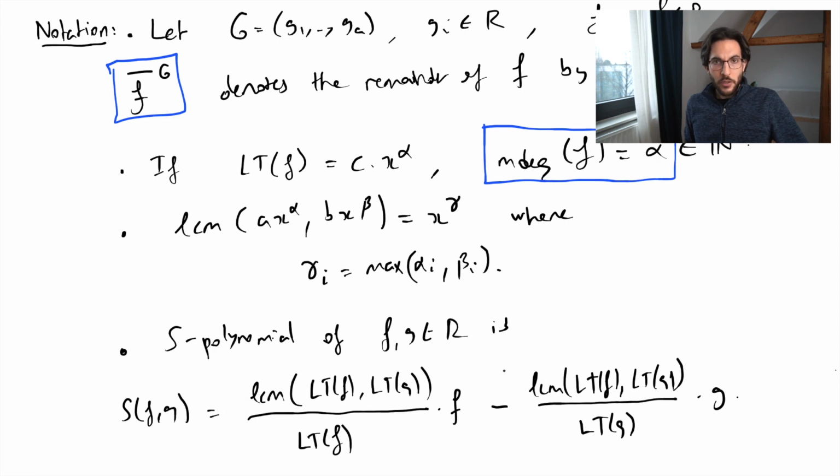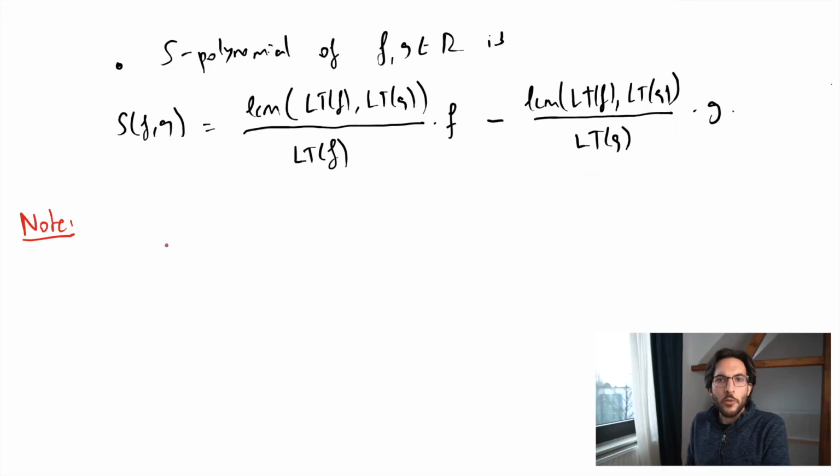It's worth noting here that the least common multiple is of course divisible by the leading term of f, and the same with the leading term of g. Therefore, this is simply a monomial times a constant, so the S polynomial is indeed just a polynomial. A very important note is that the multidegree of S of f and g will be strictly less than the multidegree of the least common multiple.